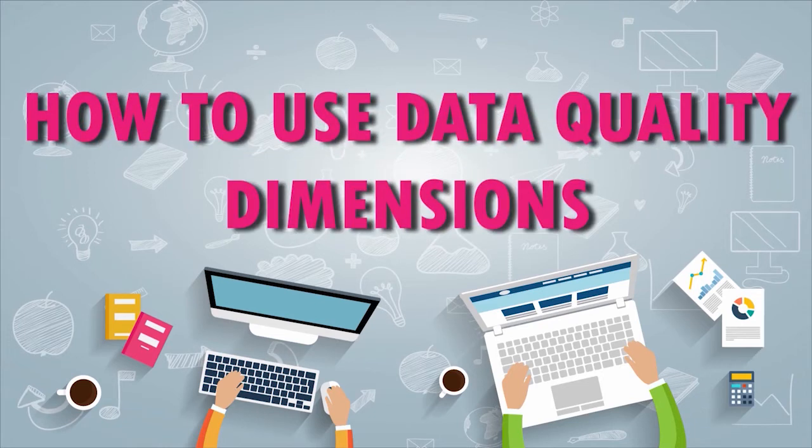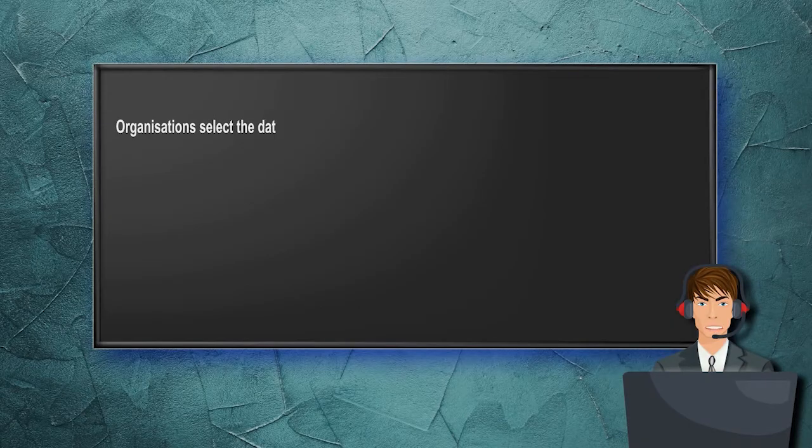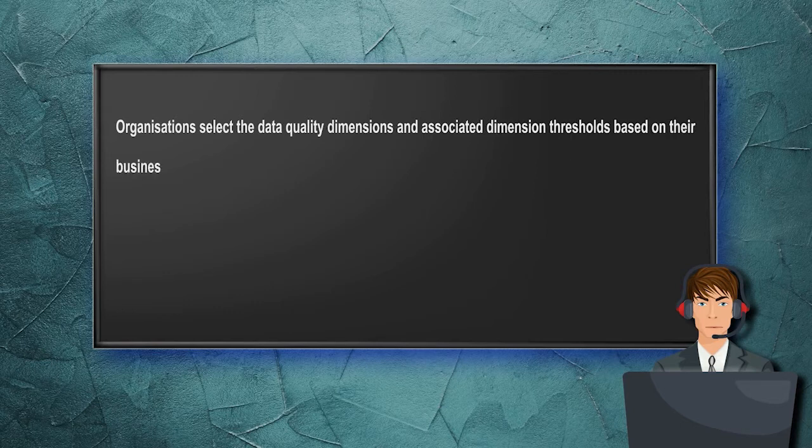How to use data quality dimensions. Organizations select the data quality dimensions and associated dimension thresholds based on their business context, requirements, and levels of risk.